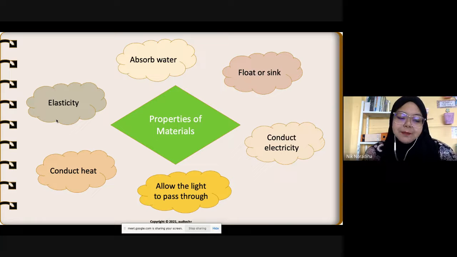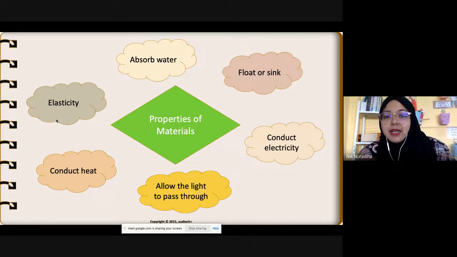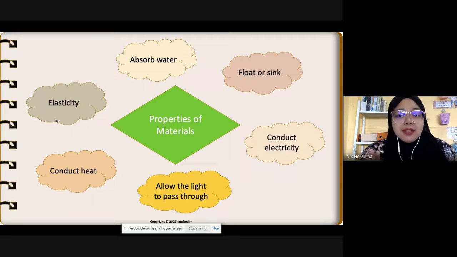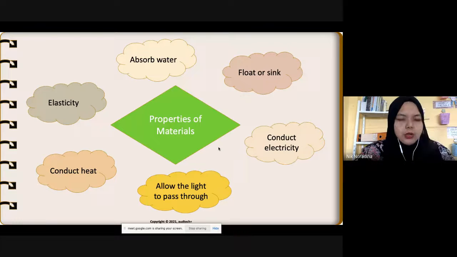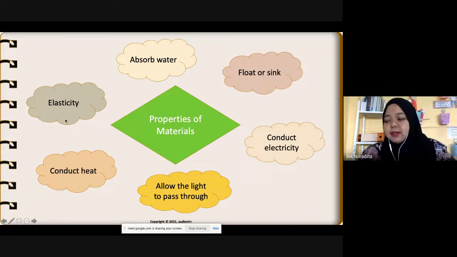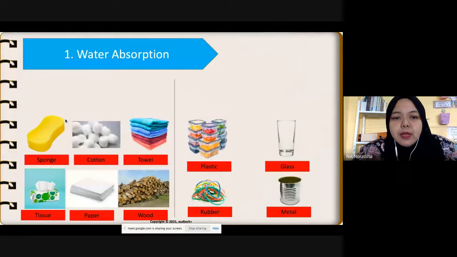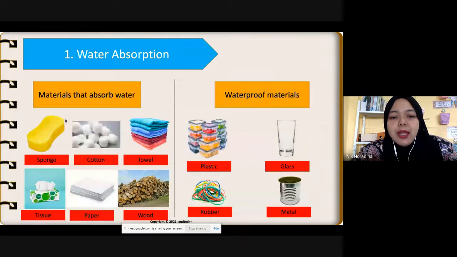So hopefully at the end of this class, if you cannot remember all 6, at least remember 3, then understand about the properties of materials. Okay, so today we are going to learn about the concept characteristic first. Tomorrow we are going to do experiment about elasticity, simple experiment only, right? So next one, we're going to look at the water absorption first. Okay, object that can absorb water, we already know.